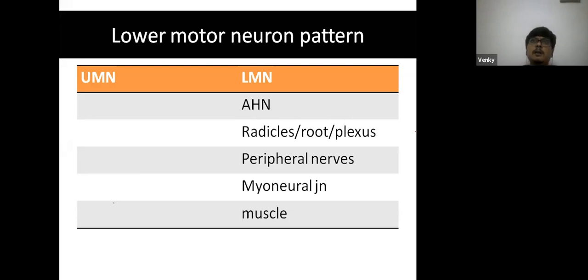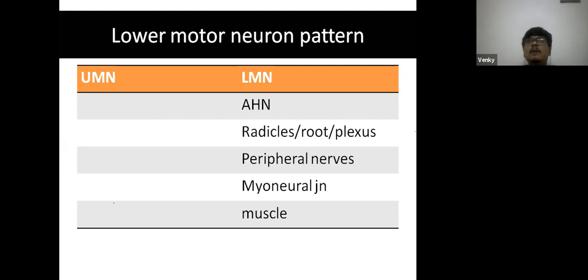In the myoneural junction, neuromuscular junction, there will be easy fatigability and diurnal variation, and with continuous action there will be fatigue. A patient will have fatigue with continuous action in case of myasthenia gravis. In some cases like Eaton-Lambert syndrome, with continuous usage of the muscle, the patient will get more power.